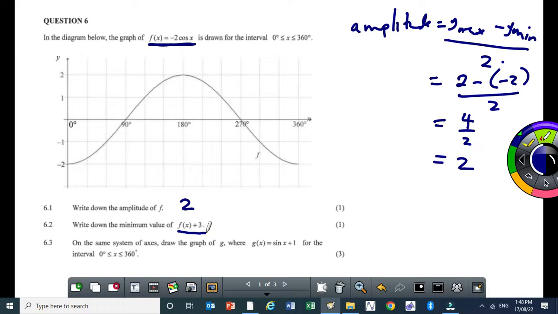So the question is asking what is the minimum value? Your minimum value, obviously you just add a positive 3 to this minus 2, and the answer is positive 1. Remember, f of x is y. Don't forget that. So we just add 3 to the minimum value of this given graph, and you get the 1. That's all.